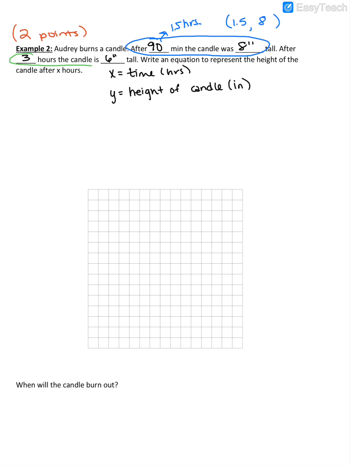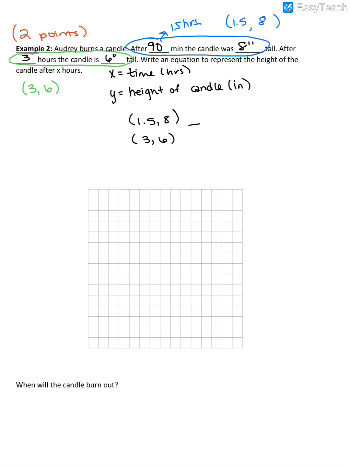This next piece of data says after 3 hours, it's 6 inches tall. So that's in hours and inches. So this point is 3, 6. Okay. So we have our 2 points here. 1.5 comma 8 and 3 comma 6.